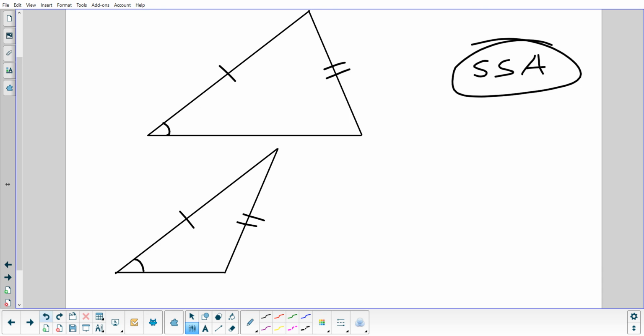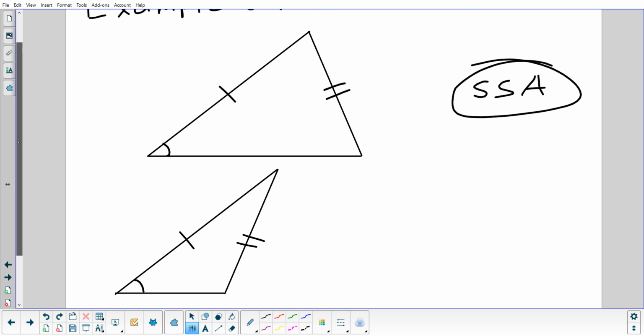So I just drew two different triangles that have two sides exactly the same length and one angle exactly the same, but they're totally different looking triangles. Two different problems. This is what just happened in the last problem. That's how it can happen. Any question on that?